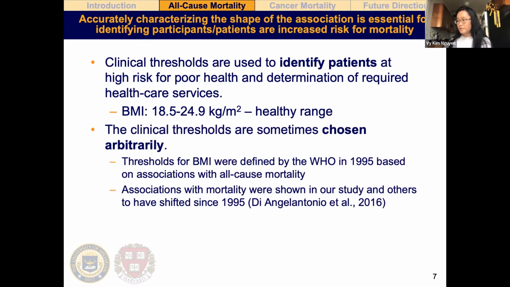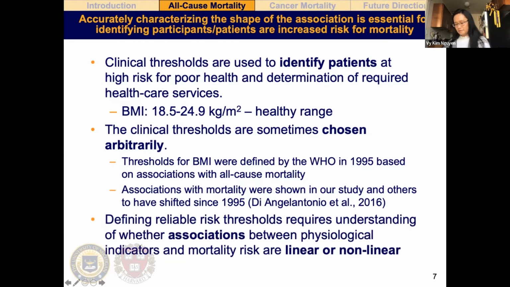For example, the thresholds for BMI were actually defined by the World Health Organization in 1995, and it was based on looking at these associations between BMI and all-cause mortality. But then there's been mounting evidence. One meta-analysis looking across different populations relooked at the associations in more recent years and saw that this association has really shifted. We'll show in our study how much it's shifted and how that can influence the relevance of these clinical thresholds.